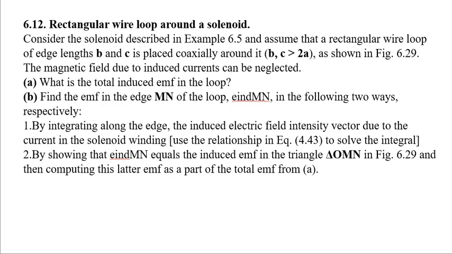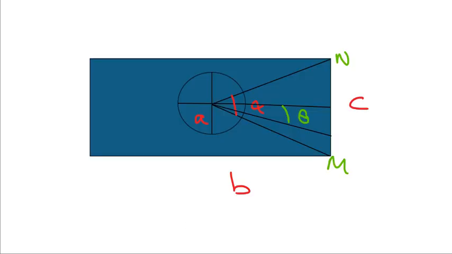The magnetic field due to the induced currents can be neglected. So the magnetic field induced by the current can be neglected. That's a very important part. So the current inside the rectangular loop can be neglected in this case, and we're just focusing on the solenoid part of the problem. So what's the total induced EMF in the loop? That's the first part. We're just trying to find the induced EMF in the rectangular loop. When I say loop, we're referring to the rectangular part. And second part, we're finding the EMF in the edge MN, which is pretty much this edge here.